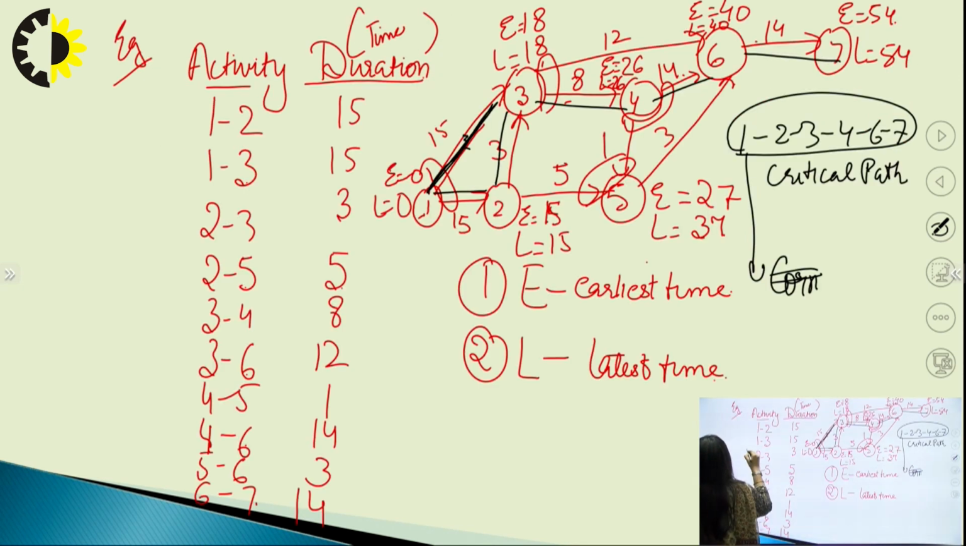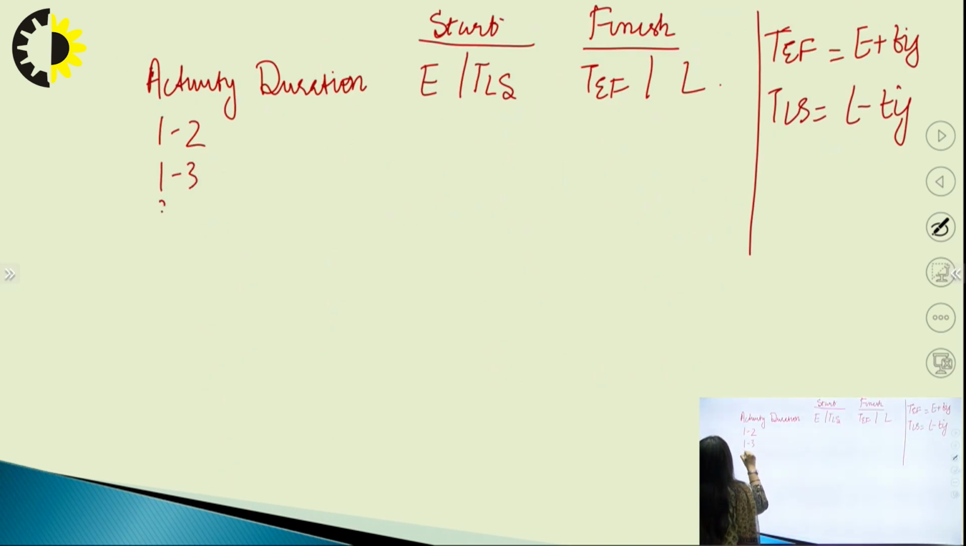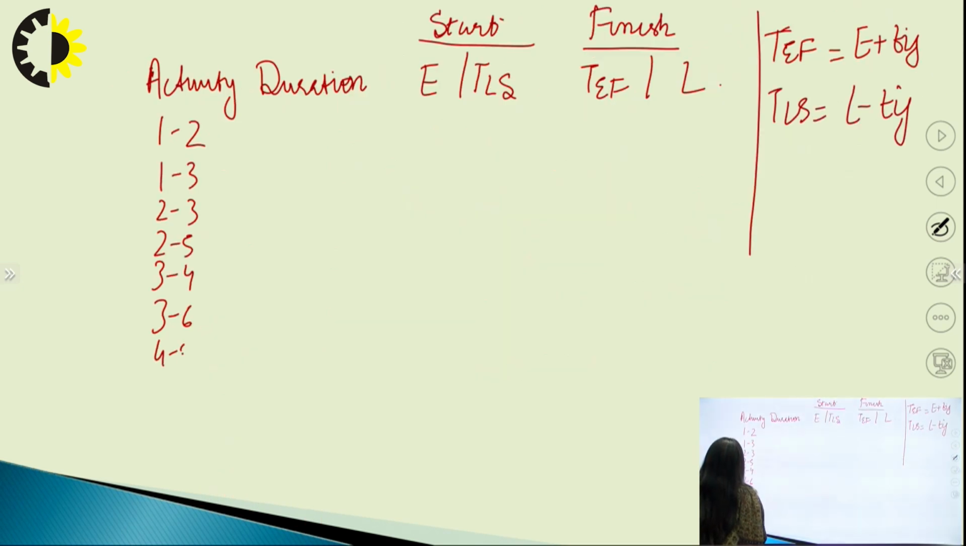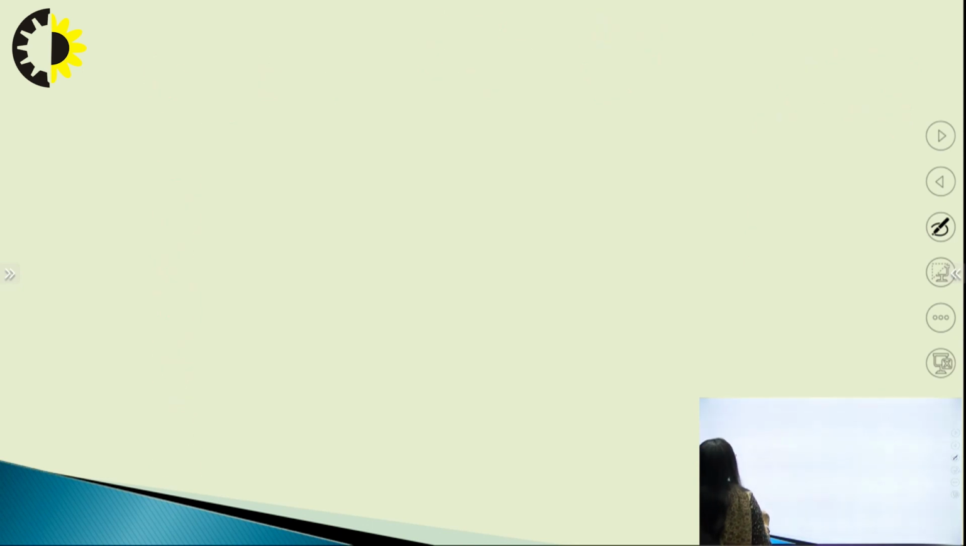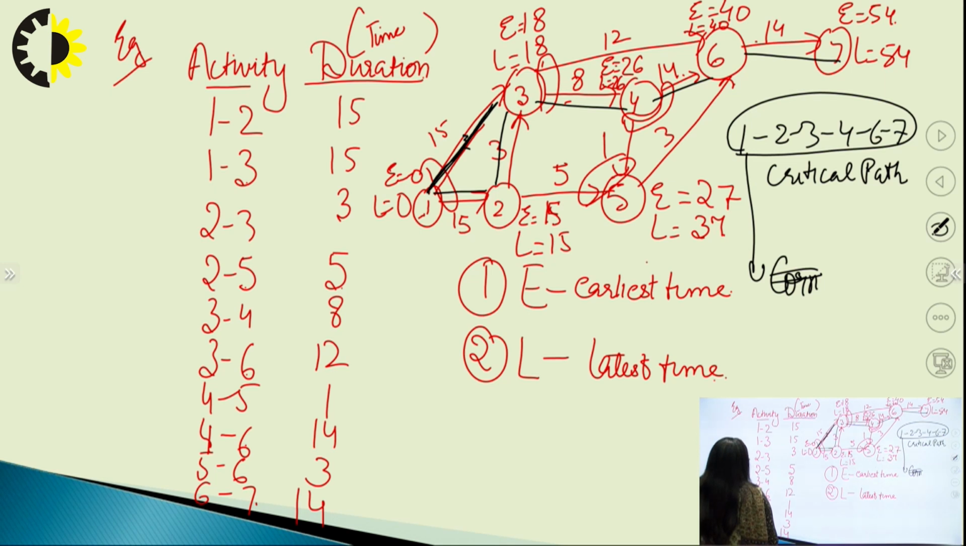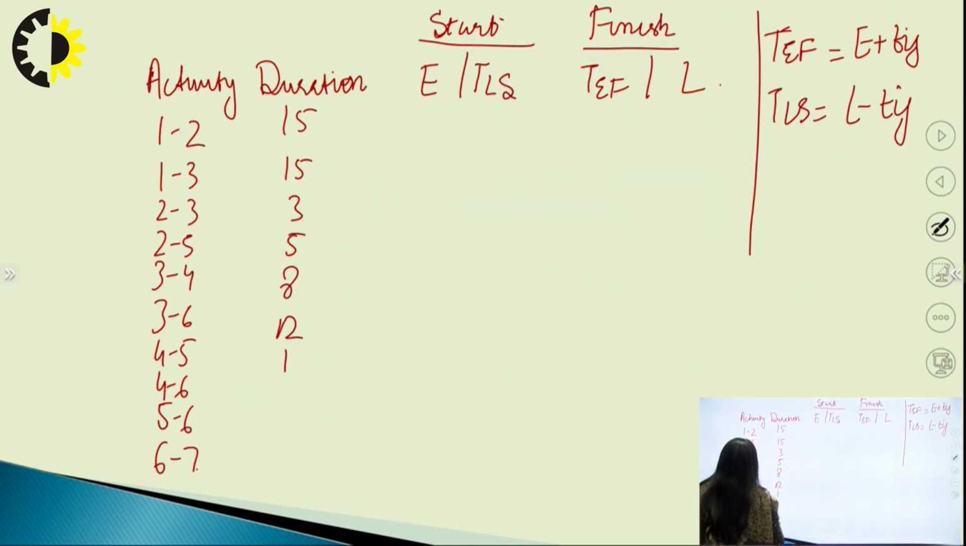The activities are 1-2, 1-3, 2-3, 2-5, 3-4, 3-6, 4-5, 4-6, 5-6, 6-7. The durations are 15, 15, 3, 5, 15, 15, 3, 5, 8, 12, 1, 14, 3, 14.